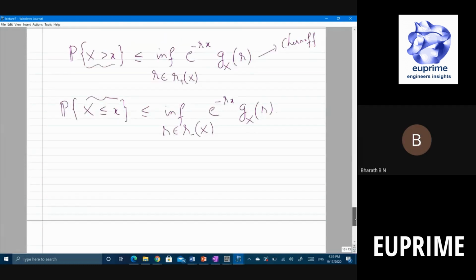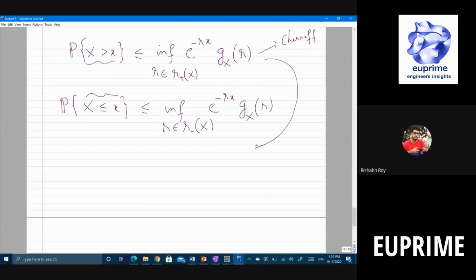Now I can write this in a slightly different fashion. So I'll take the first one, this one. This is done just by changing the sign of r. If I take it negative, then for example, 2 is greater than 1, but if I multiply by minus 1 on both sides, it will become minus 2 and minus 1. So minus 2 is less than minus 1. The inequality will reverse, right? So now I can write this as the infimum over all r belonging to R plus of x.